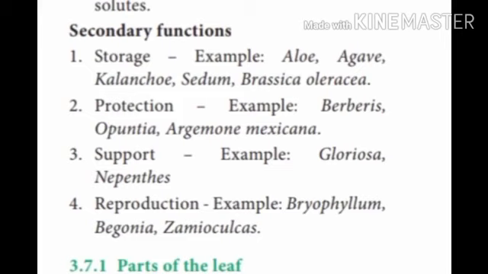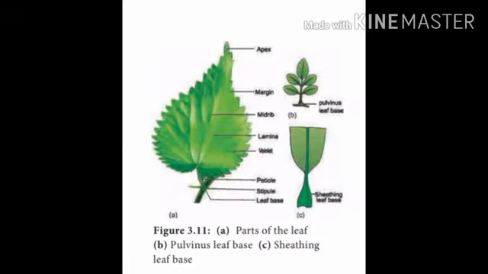To perform these functions, the leaf makes its structure modified. For example, aloe vera, agave, they change their leaf structures. And berberis, opuntia, drosera, nepenthes, bryophyllum, begonia. See, all these leaves, they change their structure. They don't look like an ordinary leaf at all.